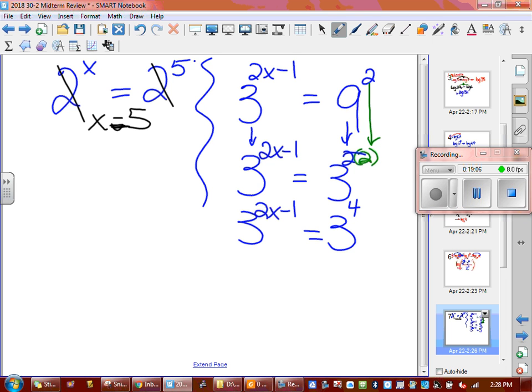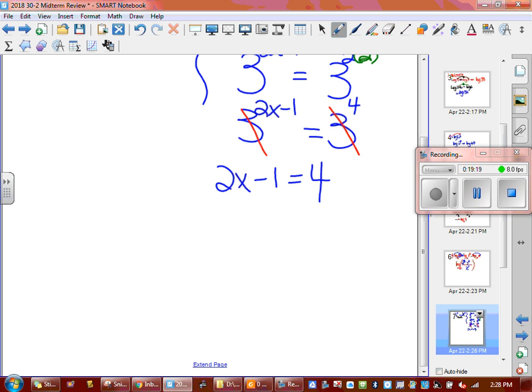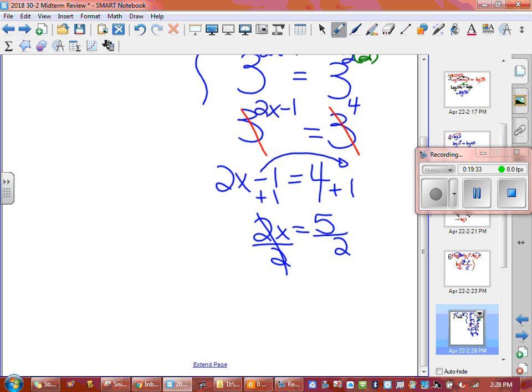Now we need to get rid of our bases because we have same base. We can drop them. We get 2x minus 1 equals 4. We now need to move our 1 to the other side, so we want to isolate the variable. Get x by itself. We add 1. 2x equals 5. Divide out the 2. x equals 2.5. Beautiful numeric response question. Remembering the numeric response questions are always positive answers. So if you get a negative answer, try the question again.